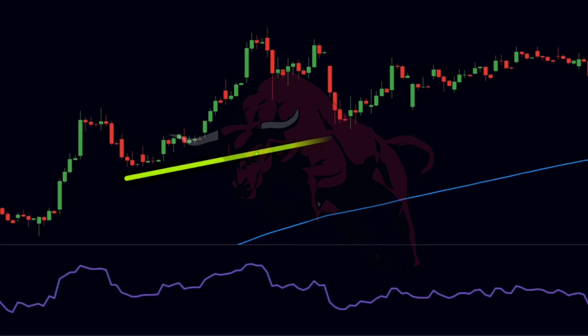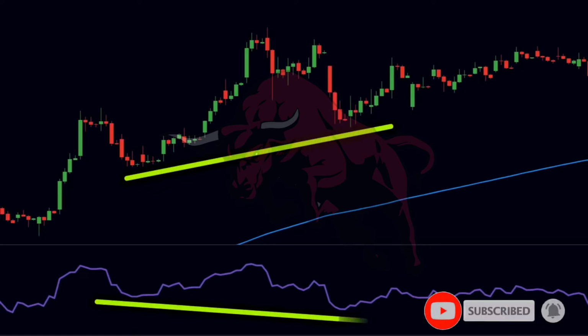So we can say that the price has made a higher low. At the same time, the RSI tells us a different story. On the RSI, we see that the current value is lower than the value at the previous low. The RSI has made a lower low. This is a bullish hidden divergence. The price has made a higher low, while the RSI has made a lower low.